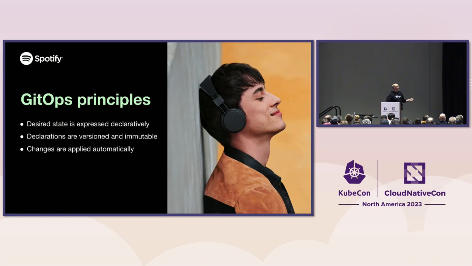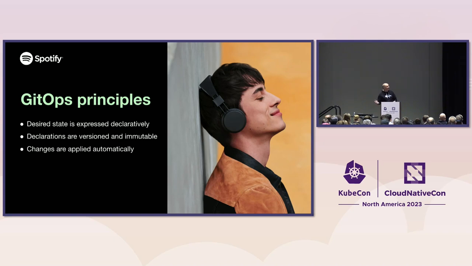Second, these declarations must be versioned and immutable. This makes the third bullet much easier. And third, these changes to these declarations must be applied automatically. So that means something's paying attention to Git and tries to make reality match my declarations.